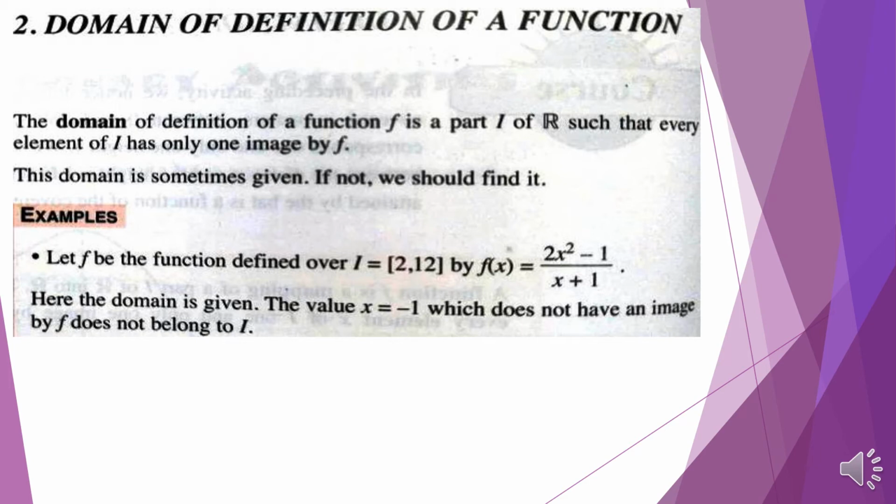Let f be a function defined over I من 2 ل 12 by. Here the domain is given. هون أعطاني الدومين. The value x equals -1 which does not have an image by f doesn't belong to I. هون ما عندي مشكلة. ليه؟ لأنه المشكلة الأساسية عندنا denominator should be different from 0. So x plus 1 does not equal 0. That means x does not equal -1.